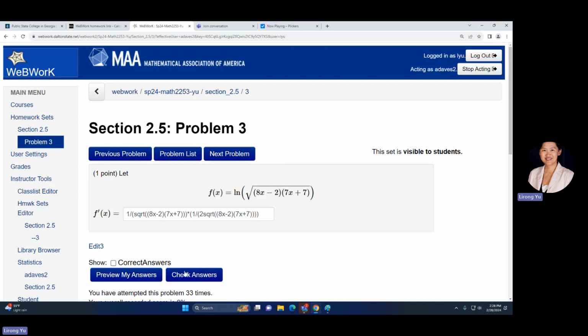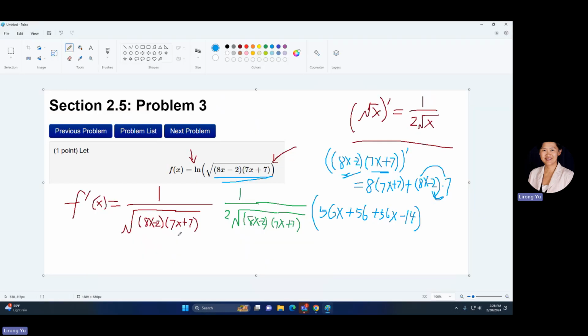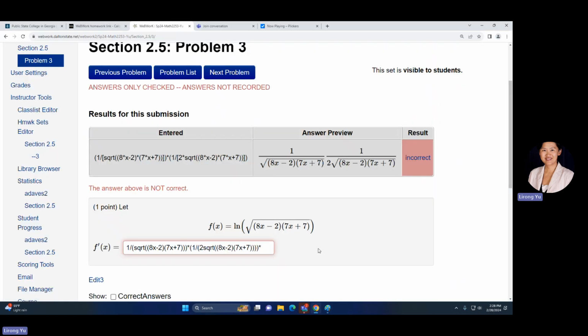Let me see what you entered. 1 over the whole inside and 1 over the part. So you have to multiply that extra. I see that you entered this one and this one. So this is the last piece that you need to multiply, right? Yeah, I tried plugging in 8 times 7x plus 7 plus 8x minus 2 times 7, but that didn't work. Let's plug it in and see. So 8 times 7x plus 7 plus 8x minus 2 times 7.